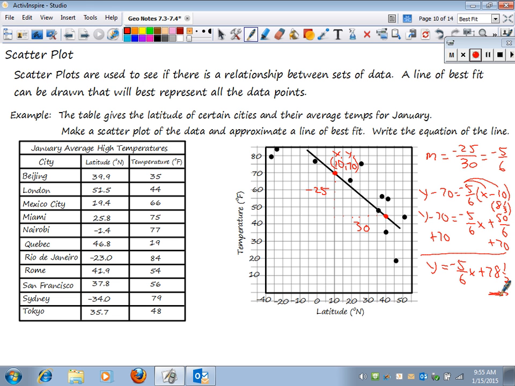Now on this graph, the y-intercept is this line right here. So this is where 0 is. So my 78 and 1/3 would be right up here. So that's the y-intercept.